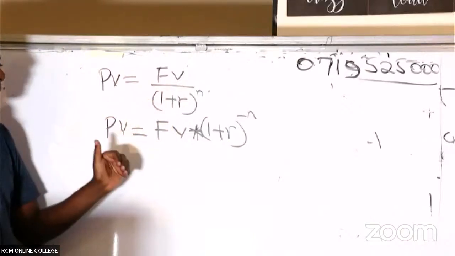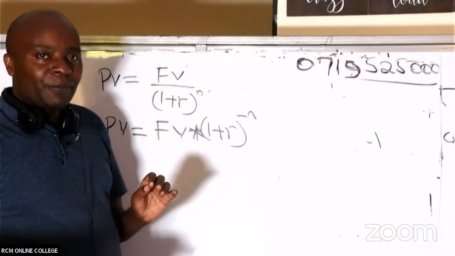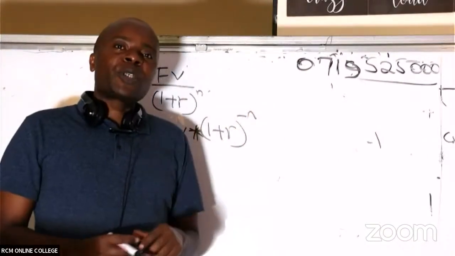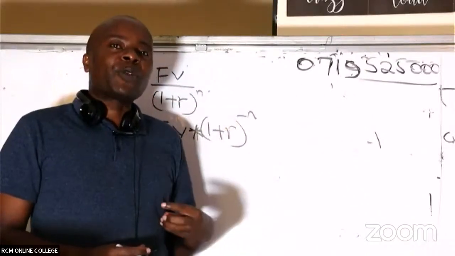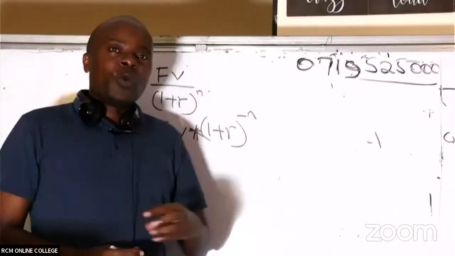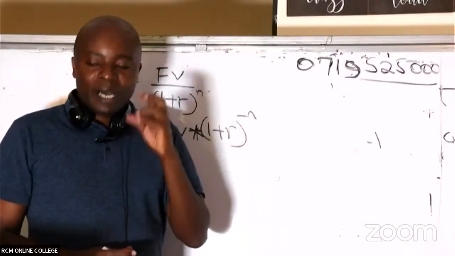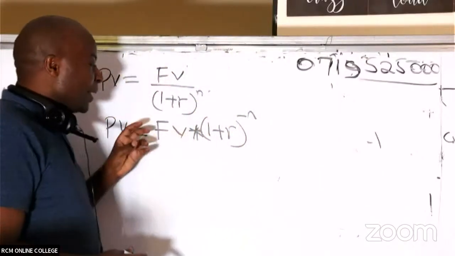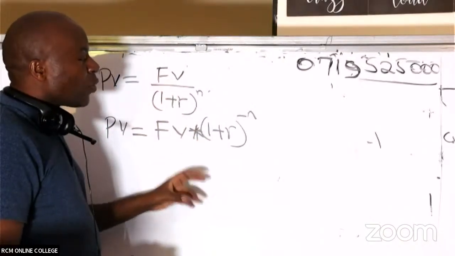I have to introduce bar 1. Now, ladies and gentlemen, please listen to me very well. Present values will always be smaller. When I'm getting present values from future values, I am discounting. Present value equals future value times 1 plus r raised to negative n.